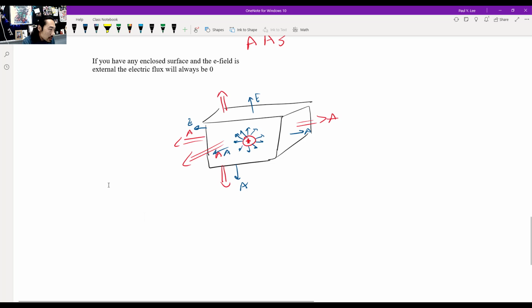Okay, so in that case, if the E field is internal, if it's internal, it's enclosed, your E field will not be 0. So let's write that down. If you have any enclosed surface and the E field is internal, the E flux will never be 0. Okay, that is if and only if you have an actual E field. Right, so for example, if we had a positive and a negative, that rule does not apply. Okay, but here, if we just have an overall net E field, the E flux will never be 0.